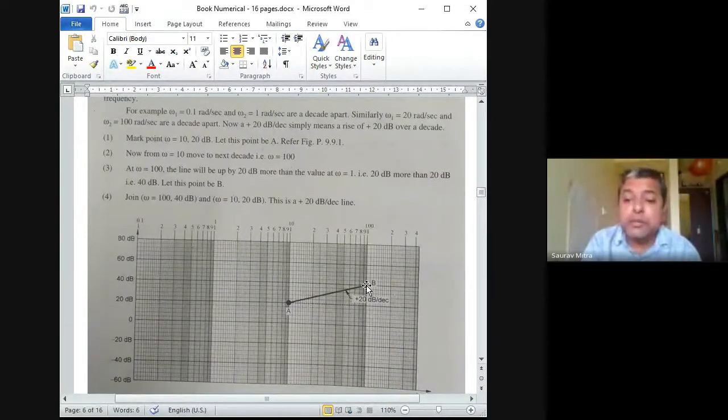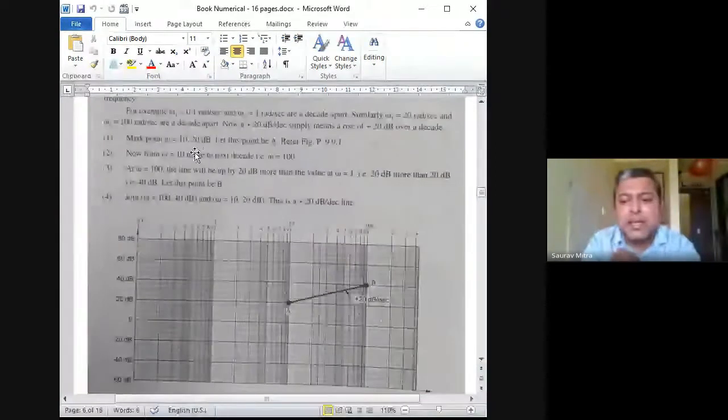So what is point B? Point B is 100 comma 40. So that is what they're saying. This is what you have to understand very clearly. For example, omega is equal to 0.1 radian per second, and that is a decade apart. Similarly, omega is equal to 20 radian per second.